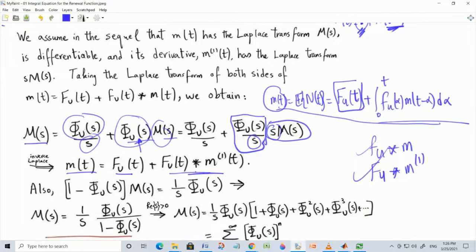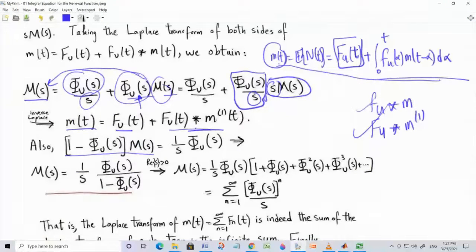But if we go back to the Laplace transform, we can put big M of s on one side and big phi of s on the other side. So from here, I can move this to the other side, and so we have 1 minus big phi of s times M of s is equal to phi of s over s. And remember that if the real part of s is strictly greater than 0, then the Laplace transform, which is the expectation of e to the minus s U, will be strictly less than 1.